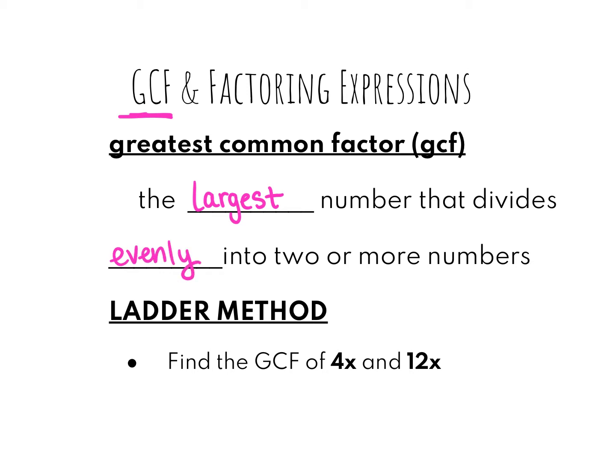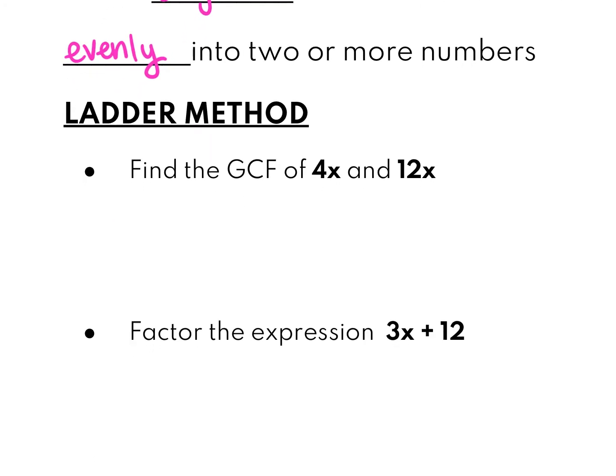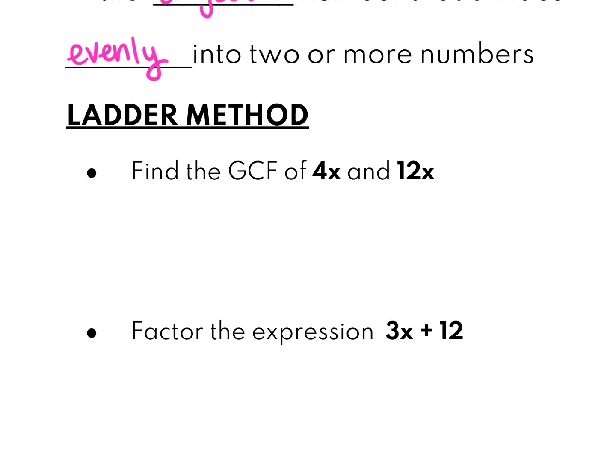I'm going to go through the ladder method with you. There are lots of methods for factoring. There's a factor tree, lots of things. So feel free to factor how you want. I'm just going to go through this method with you because I find it to be very organized on the paper. So our goal right now is to find the greatest common factor of 4x and 12x.